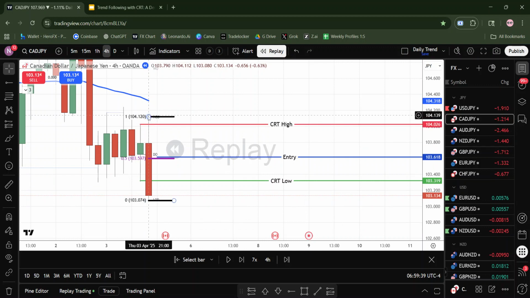Because you need to draw a fib before the money candle. Only draw fibs on the money candle that creates the high or low of the day. So you do that from the top of the candle to the bottom, and this is your trading range right here. So now let's go to the next one.